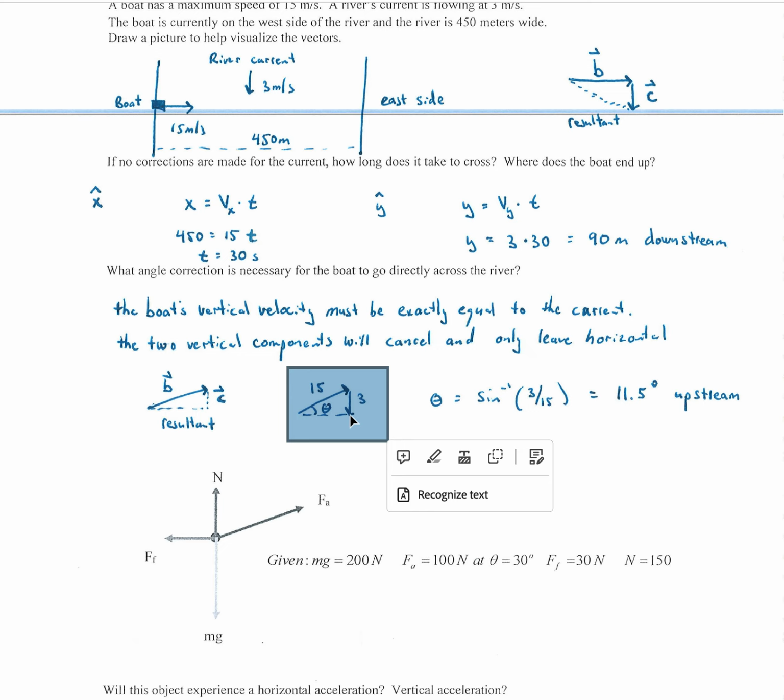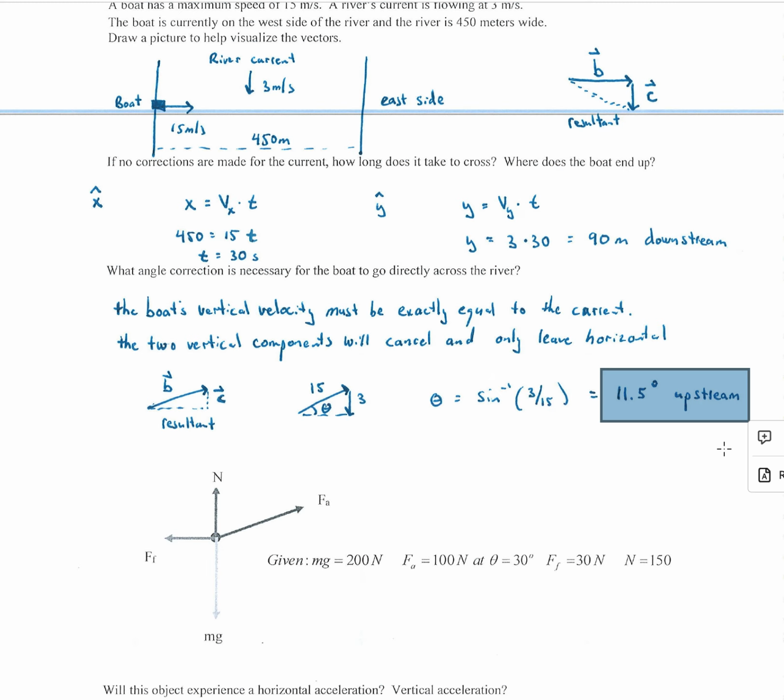So it turns out that if I want to find that angle, I'd use inverse tangent of 3 over 15. And I say, all right, if I point exactly at that angle upstream, I'll end up going straight across. My vertical component will cancel the river's vertical component, and so I won't have a vertical velocity. Well, that just means I will go straight right.